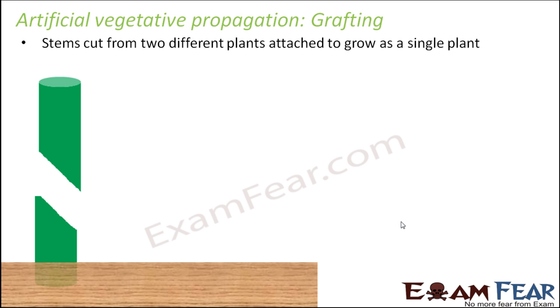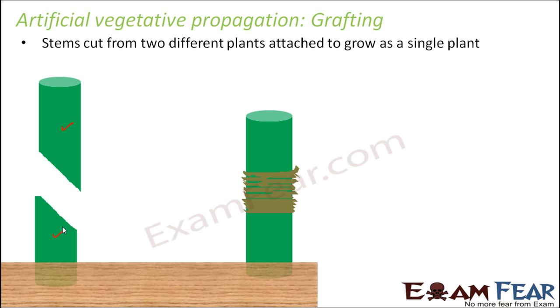So how do we do that? Let us suppose these are the two parts of the stem. This is from one plant. This part is from another plant. So what do you do? You just keep them together and then you bind them with something. You tie them with something. So this improves the quality of certain plants.